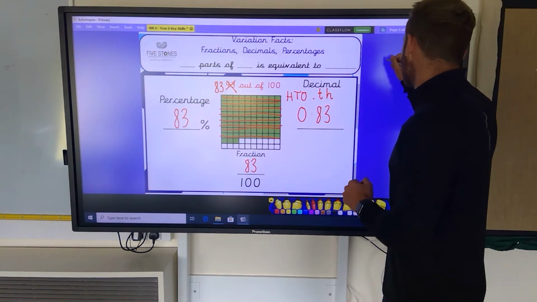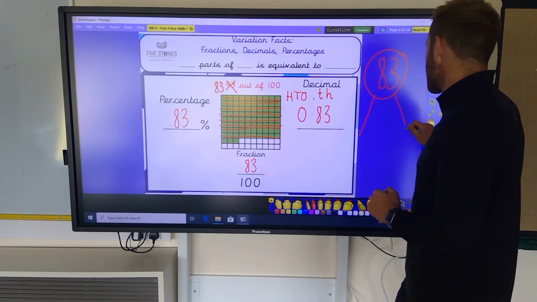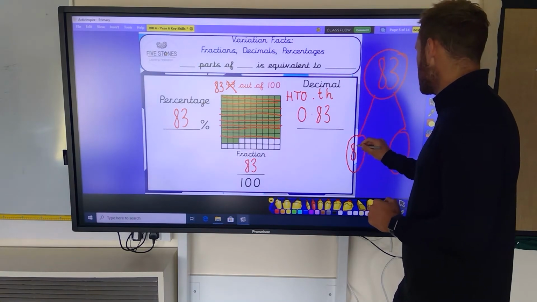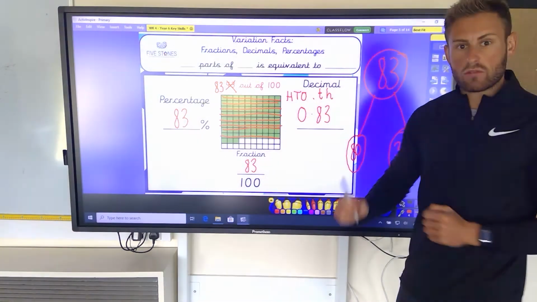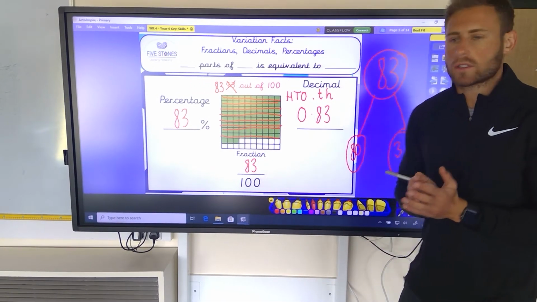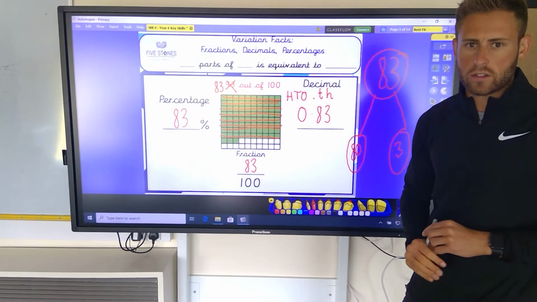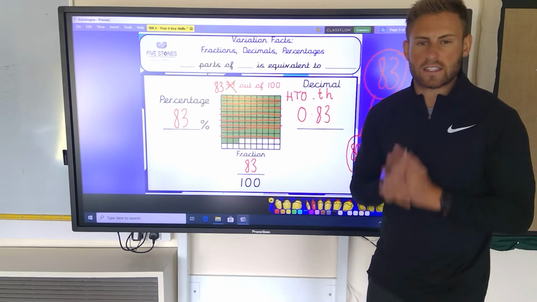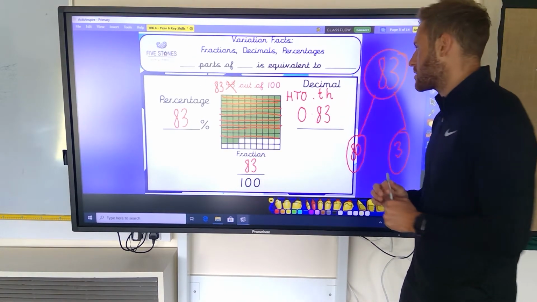It's just the same if we were to partition the number 83 into its tens and ones. We'd have 80, which we know as 8 tens, and then we'd have 3, which is 3 ones. It's exactly the same, but with parts of numbers. So we've got 8 tenths and 3 hundredths, because 80 hundredths is the same as 8 tenths. Great work if you managed to recognise that.